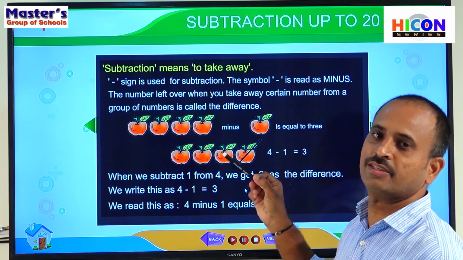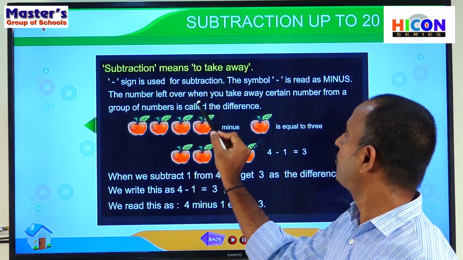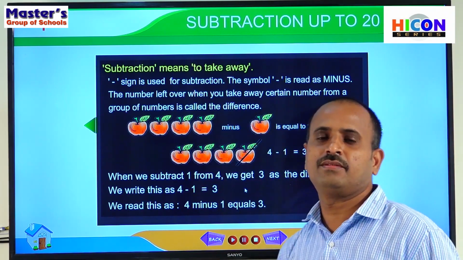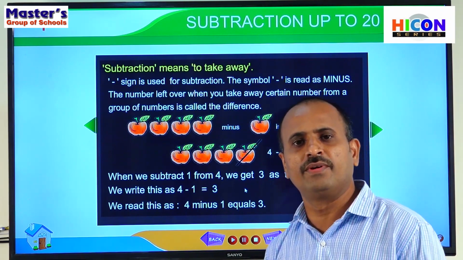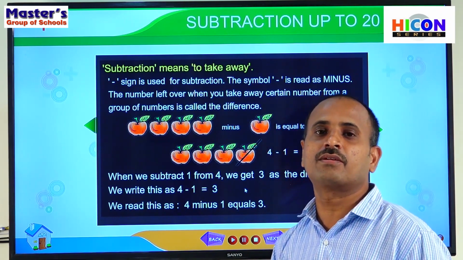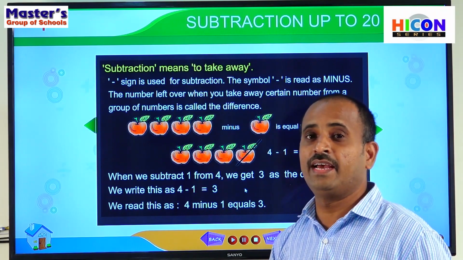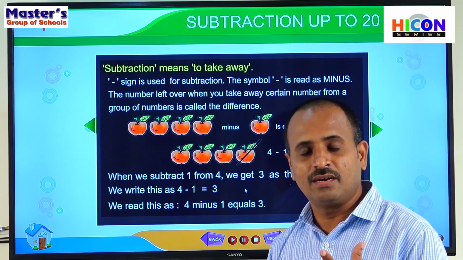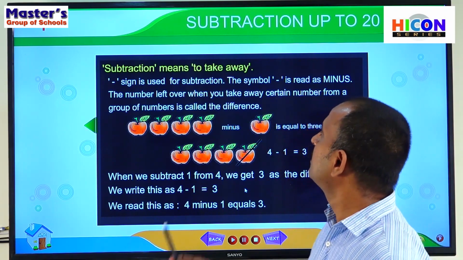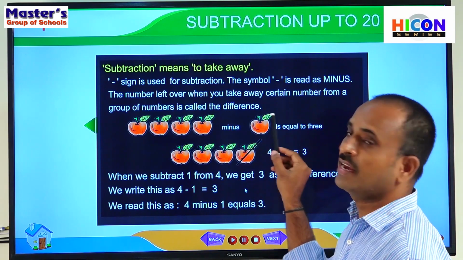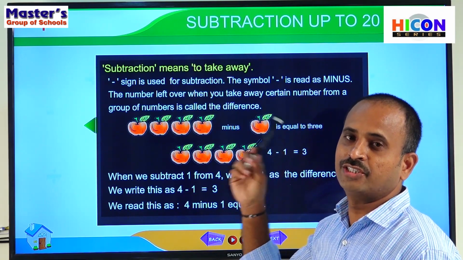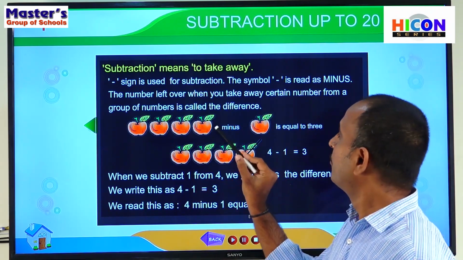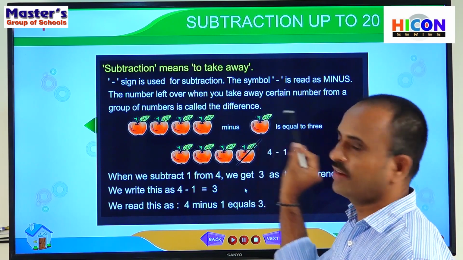So minus means subtraction. Next, the number left over when you take away a certain number from a group of numbers is called difference. If you take away some number from the given number, the remaining number is called difference. Whereas in addition, if we add any number to any number, we get an answer that is called sum. Whereas in subtraction, we call the answer a difference.